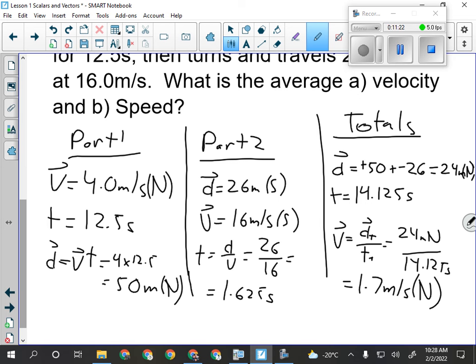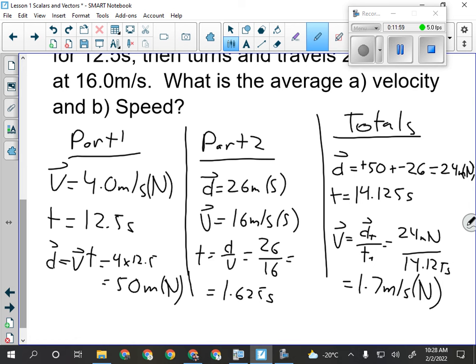The other part of that question was calculate the average speed. What do I need to do in order to get that? Average speed is distance over time. Right, it's total distance divided by total time. It's dealing with the scalar view of this trip. Okay? So instead of calculating displacement where north and south matter, I need to calculate distance, which is scalar. So instead of subtracting the 26, now I'm going to add it. Or I'm just going to make it not negative.